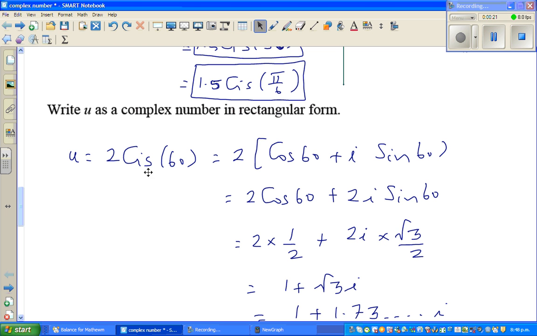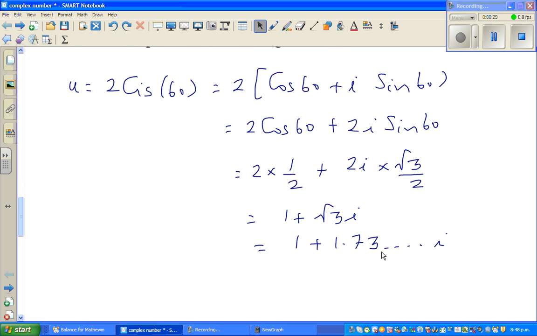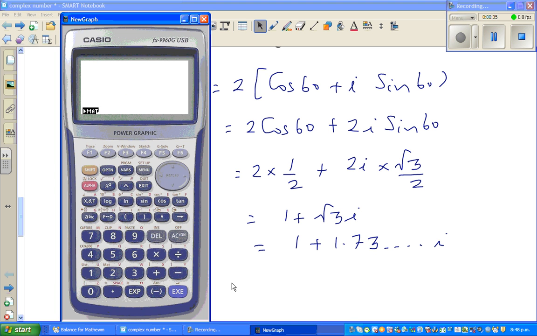You can change from the polar form to the rectangular form by using the calculator. The calculator will give us this answer. But even though the calculator does give you the answer, you should know how the calculator works. That's always my focus. So you go to option, then you press F6, then F5, that's angle, and then again F6. So remember, lots of steps.